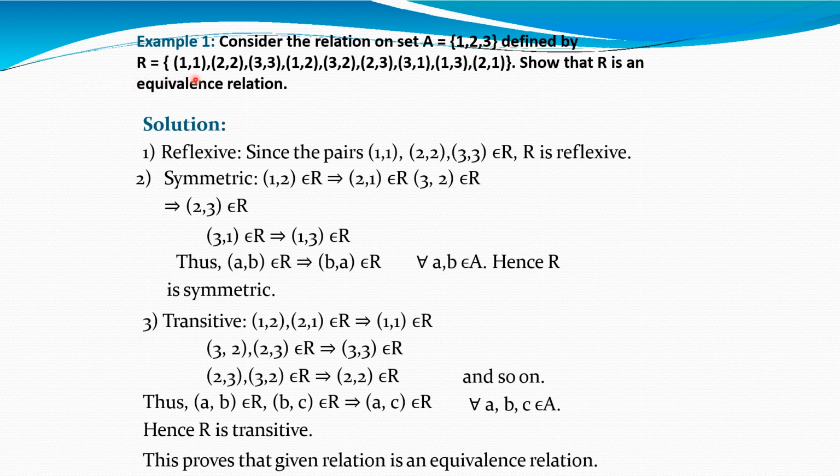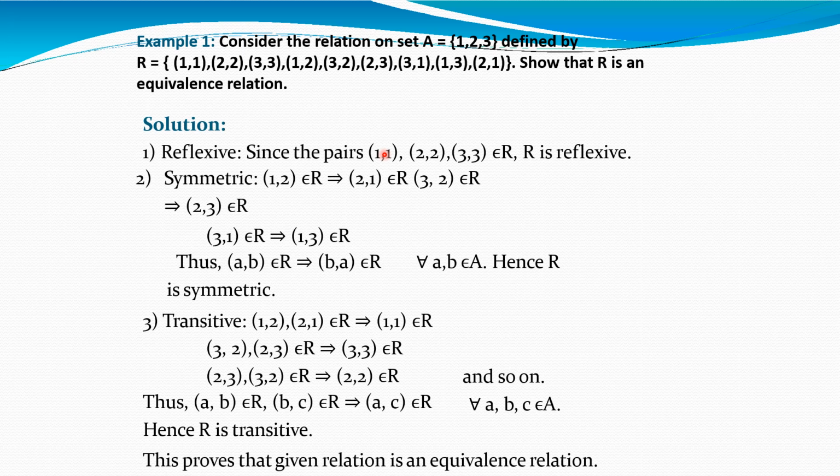So it is not necessary to check these pairs. Now for (1,2), (2,1) must be present in R. So check that. So for (1,2), (2,1) is here. Similarly for (3,2) the reverse pair (2,3) is there. It means 3 is related to 2, then 2 is also related to 3. Again for (2,3) the reverse pair is (3,2). For (3,1) it is (1,3), and for (1,3) it is (3,1). And for (2,1), (1,2) is already there.